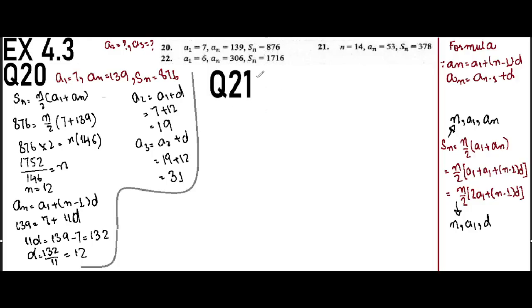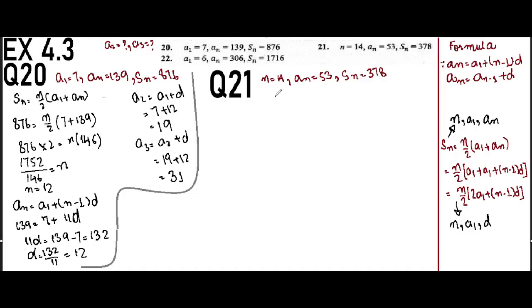Question number 21 is n is equals to 14, an is equals to 53, and Sn is equals to 378. And again we have to find a2 and a3. For this formula we need n, we have d. No, we don't have d. We have to find the value of d, and we don't even have a1. So we also have to find a1. So how can we find them? We need to find d and a1. So we should use this formula first, and we can find a1. Then we should use this formula to find d, and then we can come back to that formula.